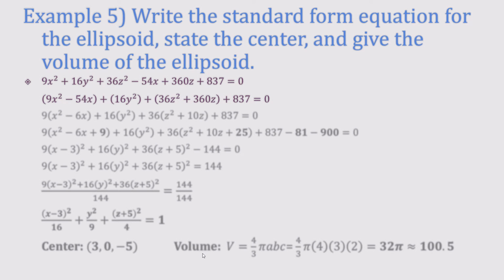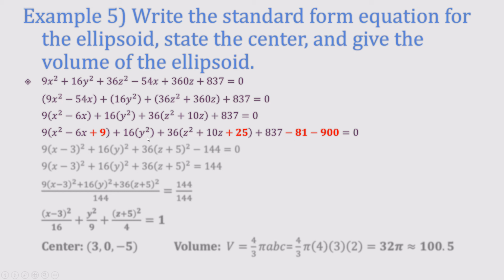In this case, each of those square terms have a coefficient in front, so we're going to need to factor those out. So if you factor out 9 from your x terms, factor out 16 from the y term, and factor out 36 from the z terms, then we can complete our square. Half of -6 is -3. -3 squared is 9. But we didn't just add 9, we added 9 times 9. So to balance that out, we're subtracting 81 here.